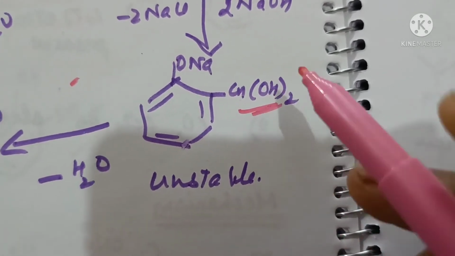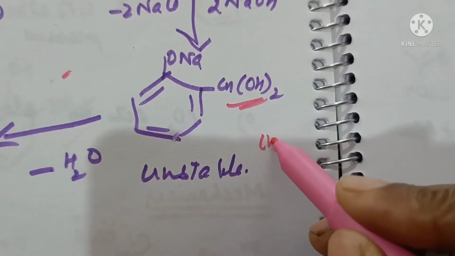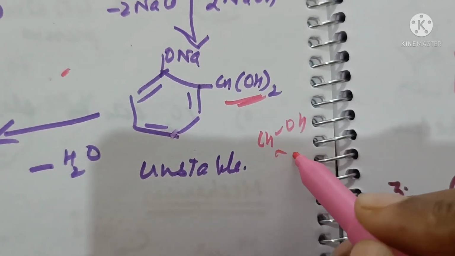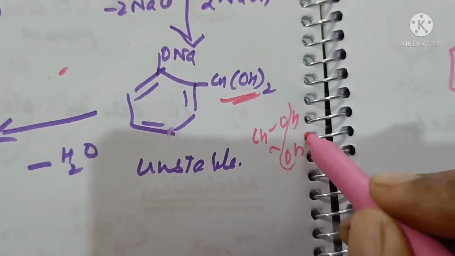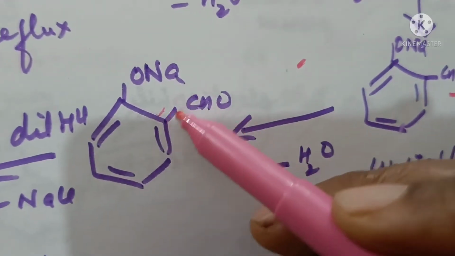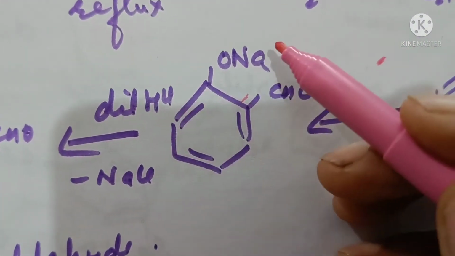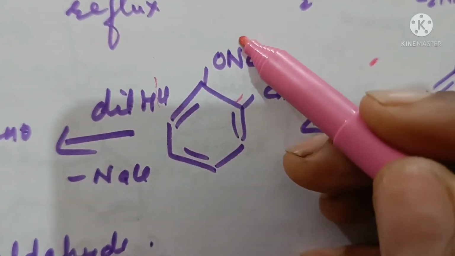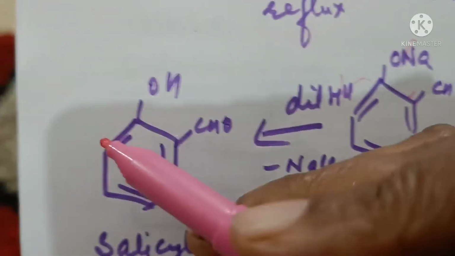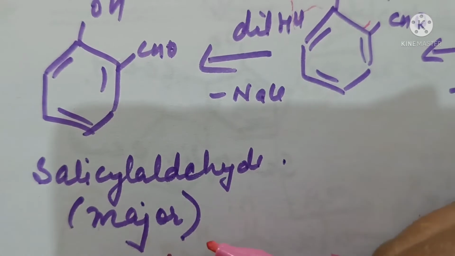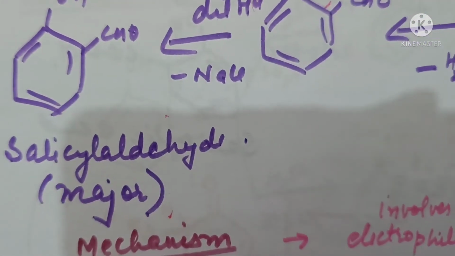So water is taken out like this, and the aldehyde group comes at this position. Then on acidification with dilute HCl, this NaCl will be taken off, H comes in its place, and we get salicylaldehyde as the major product.